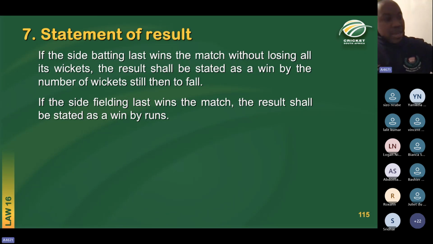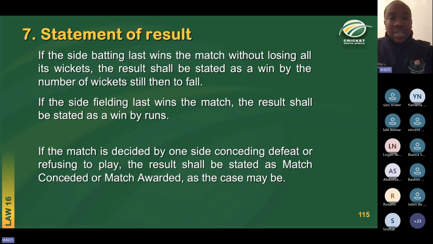So if Zimbabwe had bowled England out for 200 runs in that final innings, remember the target for England to win was 206. So in essence, Zimbabwe was 205 runs ahead. So if England were all out for 200 runs, then Zimbabwe would have won by 5 runs. I'm sure you've all seen and know how to calculate the statement of a result of a cricket match.